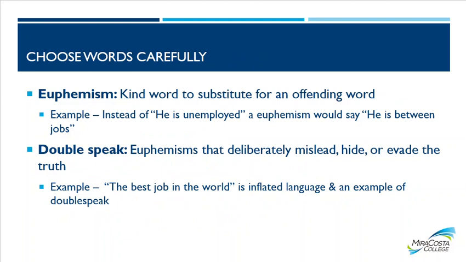Choose words carefully. A euphemism is a word used to substitute for an offending word. So an example would be, instead of saying he is unemployed, a euphemism would say he is between jobs, or he is on a sabbatical. Doublespeak is euphemisms that deliberately mislead, hide, or evade the truth. An example would be, the best job in the world is inflated language, an example of doublespeak.